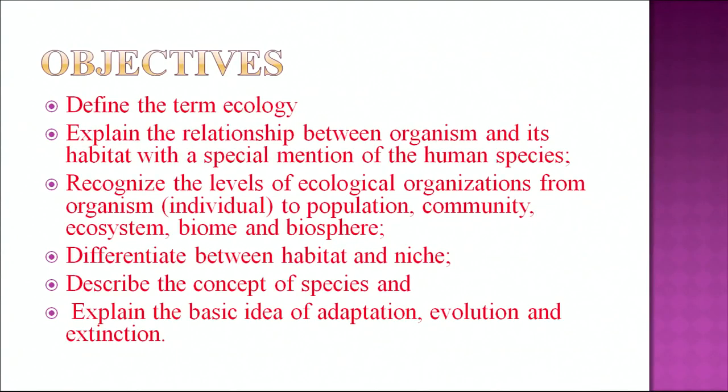Now, let me first discuss the objectives of today's lesson. It starts with: define the term ecology; explain the relationship between organism and its habitat with a special mention of the human species; recognize the levels of ecological organization from organism, that is individual, to population, community, ecosystem, biome and biosphere; differentiate between habitat and niche; describe the concept of species and explain the basic idea of adaptation, evolution, and extinction.